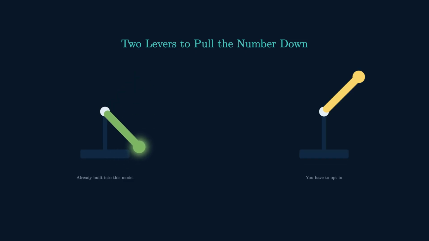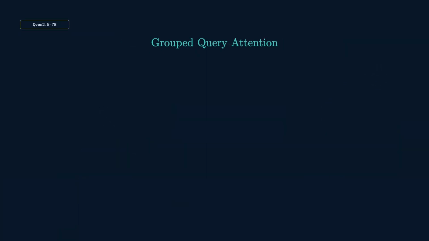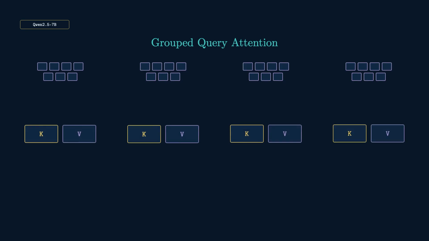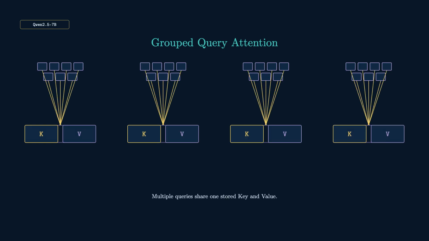So how do you pull that number down? Two levers. One's already pulled for you: Qwen's grouped query attention, sharing keys and values across heads. The other, cache quantization, sits untouched until you reach over and ask for it. Qwen 2.5 7B has 28 query heads, but only 4 KV heads. So groups of 7 queries share one stored key and value pair, an architecture choice called grouped query attention.